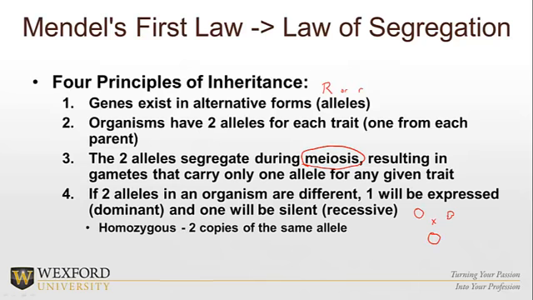Homozygous, two copies of the same allele. We saw that once again, either here or here as our examples. Heterozygous, two different alleles. Here. So once again, it's just language, terms that I do need you to know, and I know I'm being repetitious here, but these are terms I do need you to get, so I'm just going to use them over and over again.